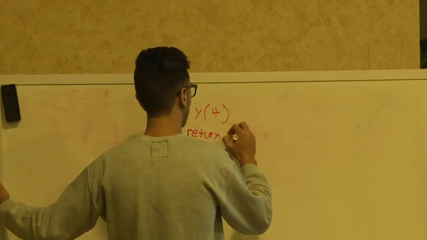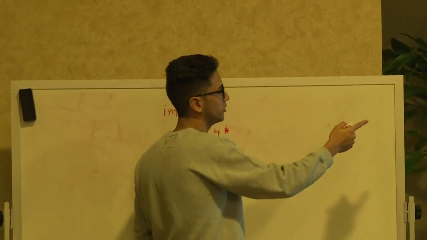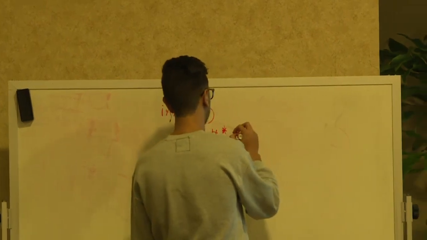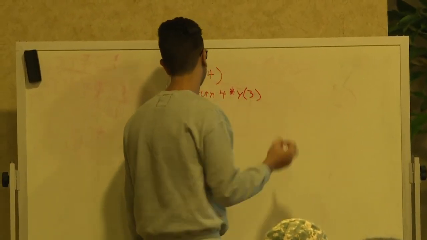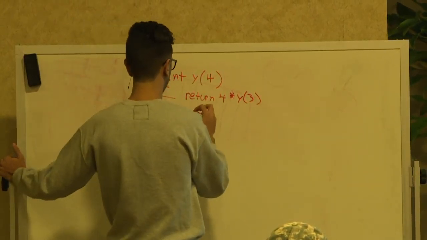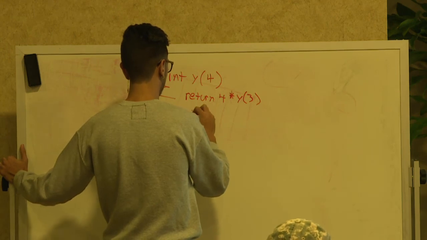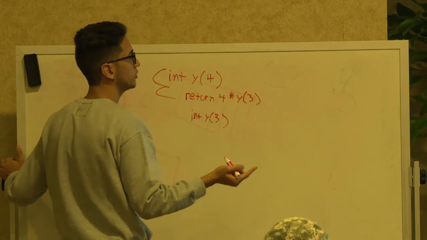So return 4 times the result of another function call, so times y, x minus 1, which is 3. So now we have another function call here, and I'm going to keep these grouped. So then we have int y3. We check is 3 is less than or equal to 1.